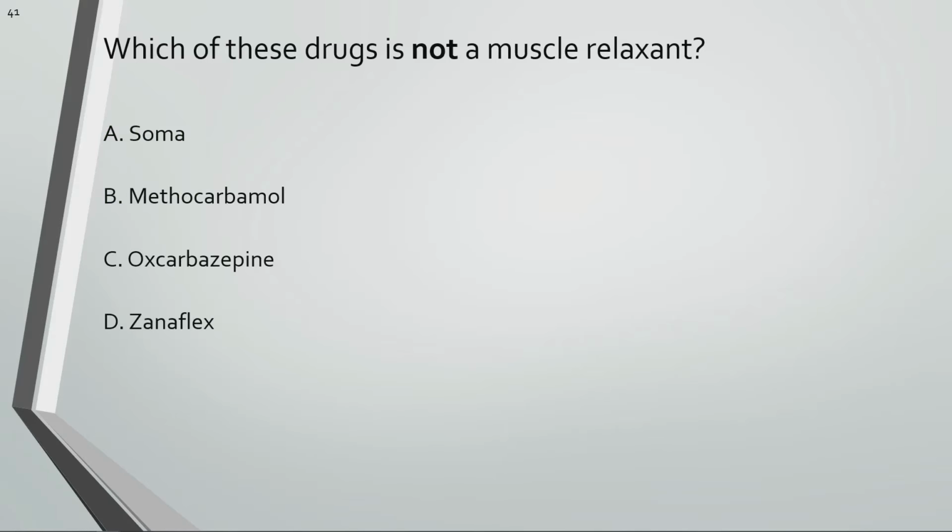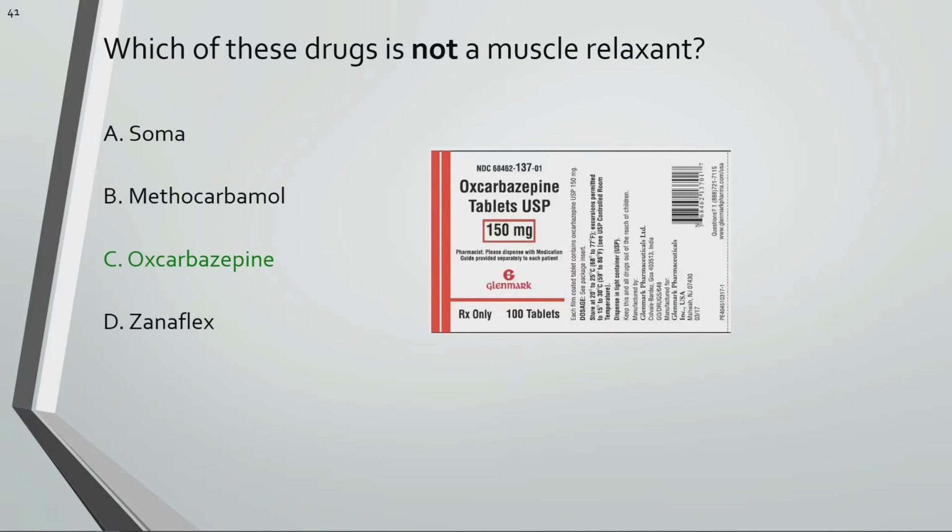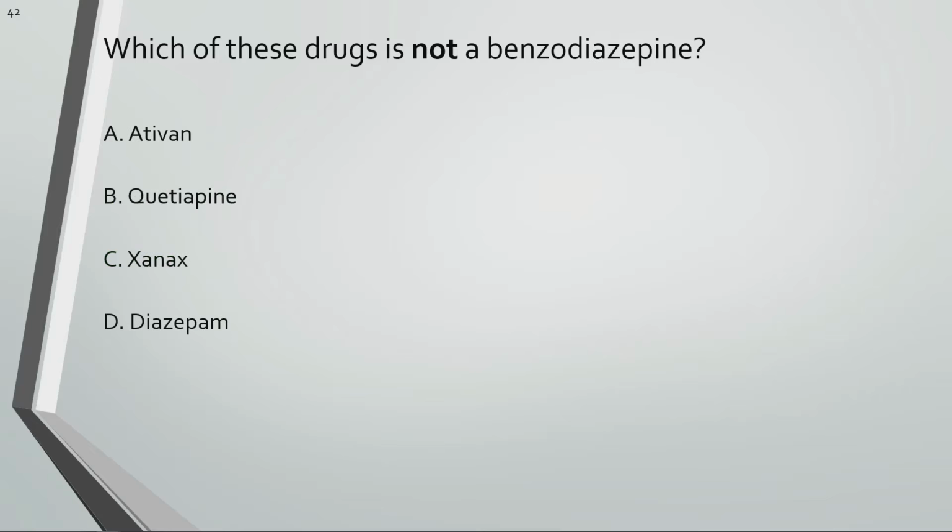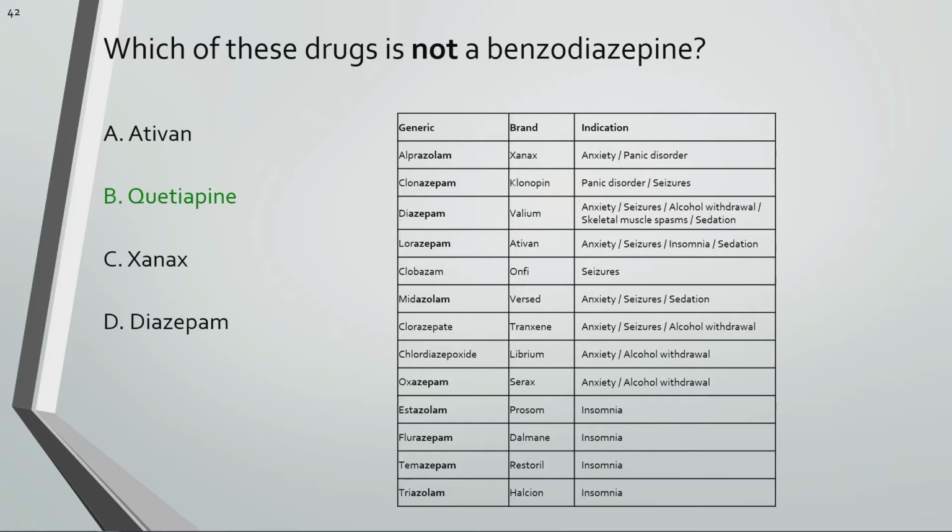Which of these drugs is not a muscle relaxant? Oxcarbazepine is an anticonvulsant used for seizures, not a muscle relaxant. Which of these drugs is not a benzodiazepine? Quetiapine or Seroquel is an antipsychotic medication used for bipolar disorder, schizophrenia, and major depressive disorder. Also, here's a list of some of the common benzos and their indications. Notice that most benzos have the azolam or azepam stem.